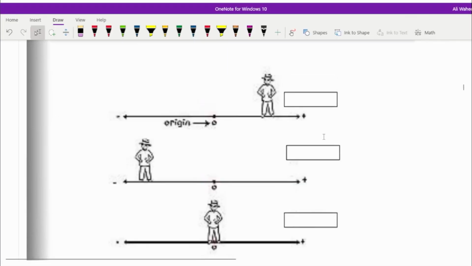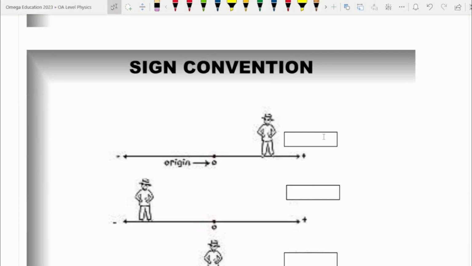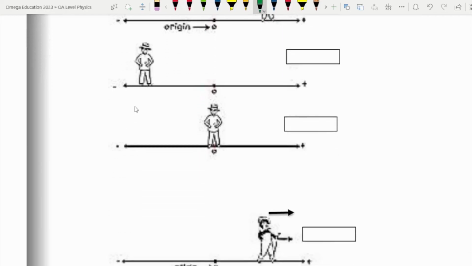Now this one is very important. In IGCSE or O-level physics, we generally do not study the sign convention. So this is your origin. This point has been taken as the reference. If you stand on the right side with respect to the origin, your displacement is positive. If you stand on the left side with respect to this origin, your displacement is negative. If you stand on the origin itself, on the reference point, your displacement is 0.